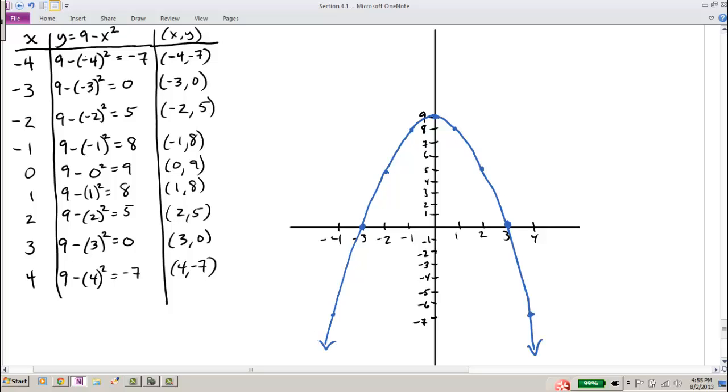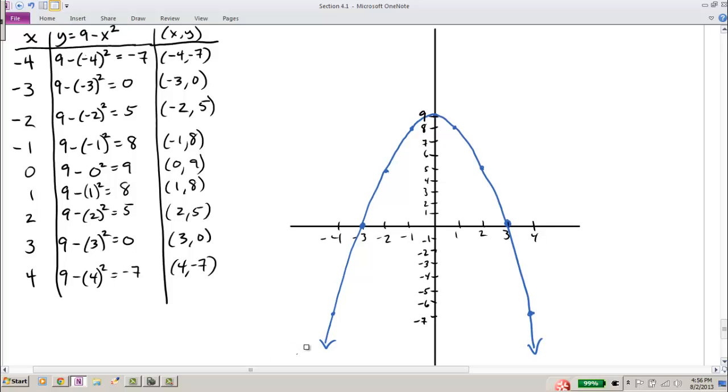Now I put these arrows on at the end here because certainly we could continue to put in larger and larger values for x, plus 5, plus 6, plus 7, minus 5, minus 6, minus 7, and that would make the value of y, we can see, get smaller and smaller and smaller, or more negative. And so we're just putting these arrows on to our graph so that we're not trying to say that the graph just ends. The function doesn't just end at negative 4. It can keep going, and it will keep going according to the pattern that our sketch displays.